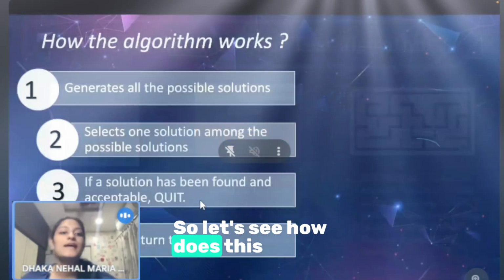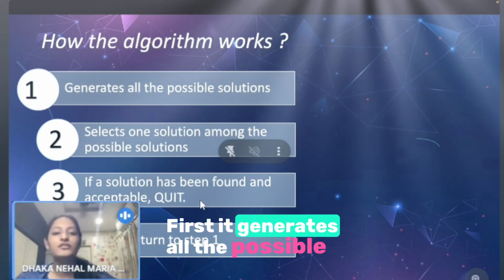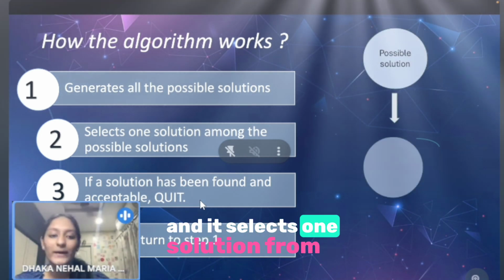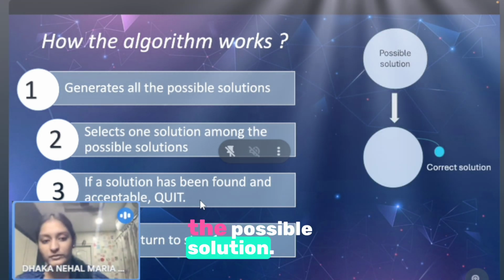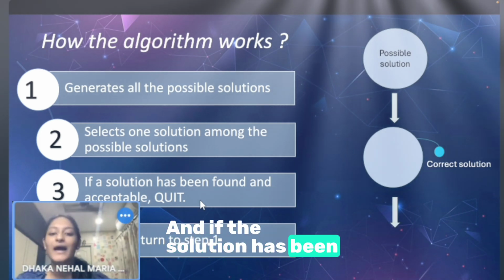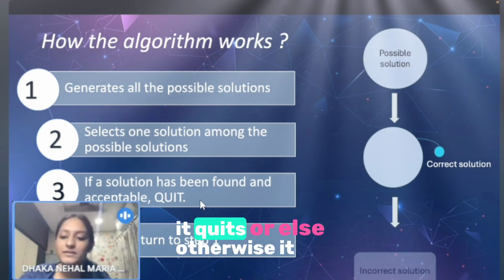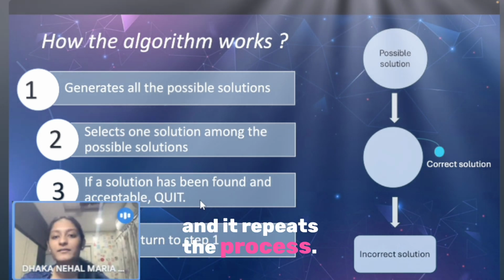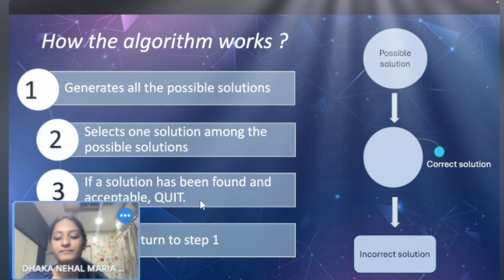So let's see how this algorithm works. First, it generates all the possible solutions, and it selects one solution from the possible solutions. If the solution is acceptable, it quits. Otherwise it returns to step one and repeats the process.